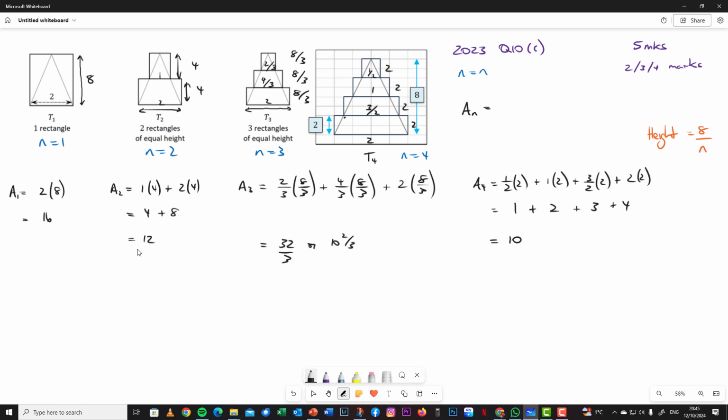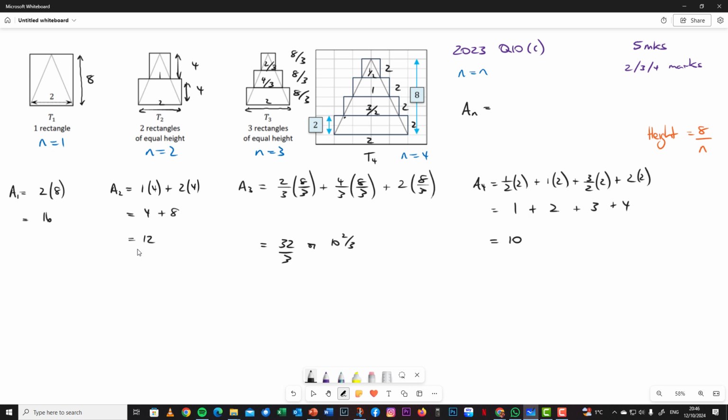Now, this is what we're doing, but how do we do it for pattern n, where we don't know how many triangles or rectangles it is? We won't be able to find a specific answer, but we can find an answer in terms of n. So let's take these formulas and see what's happening in terms of n.